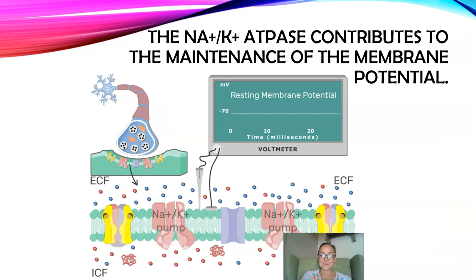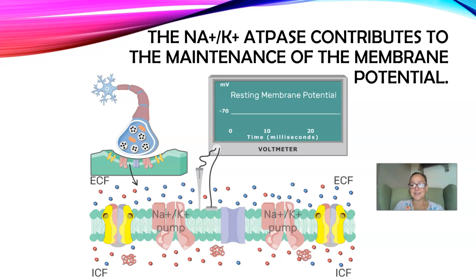mitochondria and chloroplasts. So here the sodium potassium pump contributes to the maintenance of the membrane potential. The membrane potential is this difference of charge across the neuron. If you were to measure the millivolts, the difference of charge between the outside and the inside of a neuron, you would find that it's actually negative 70 millivolts.